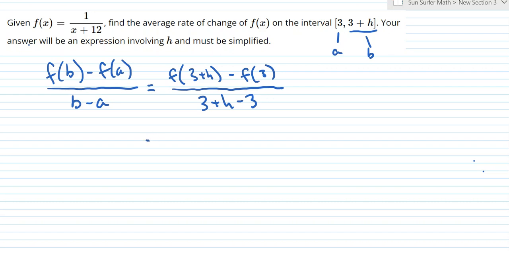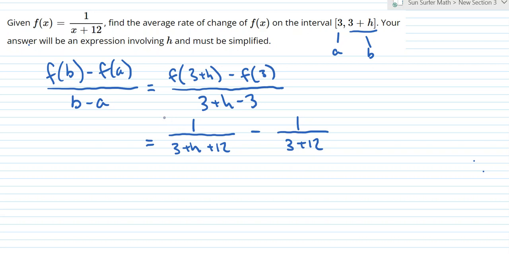Well, now we're actually going to plug in the function. So we're going to take the function, we remove the x value, and we put in the a and the b values. So we have 1 over, remove the x and put in 3 plus h plus the 12. Minus, we're going to do the same thing, but we're going to remove the x and we're going to put in the a value, which is 3 plus the 12. All of this is being divided by h, okay?